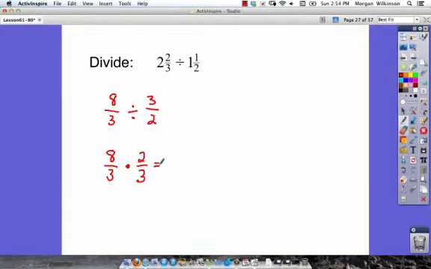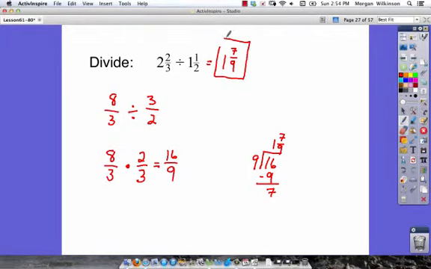And now we can find out what our answer is going to be. 8 times 2, that's 16. 3 times 3 is 9. And if we want to reduce 16/9, well, 16 divided by 9. 9 goes into 16 one time. We get 9 with 7 left over. So we've got 1 7/9. That must be the answer to this problem. So 2 2/3 divided by 1 1/2 is going to be equal to 1 7/9.